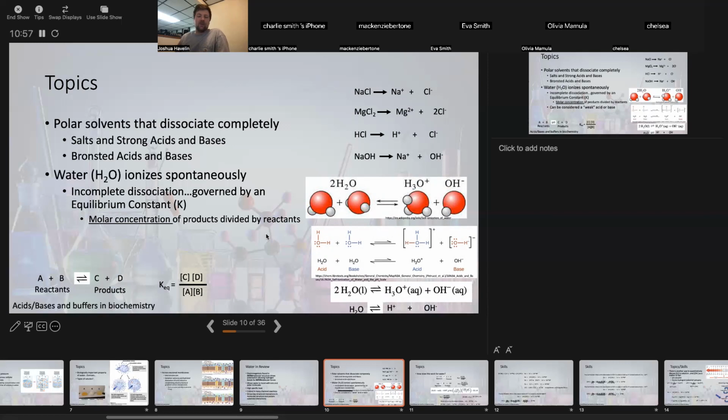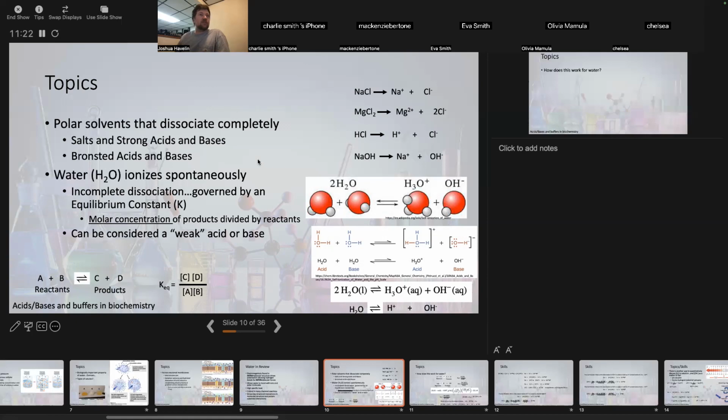Does anyone know by chance what the Keq of water dissociating spontaneously is? I don't think chance. Okay. So you guys have technically heard about this before, I promise. There's a reason the pH scale looks the way it does.